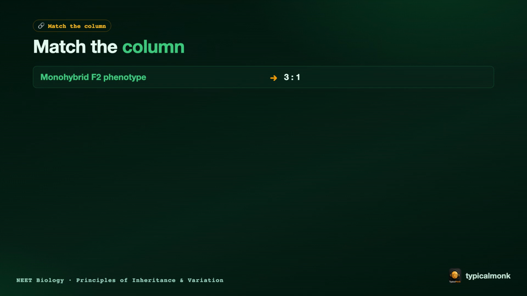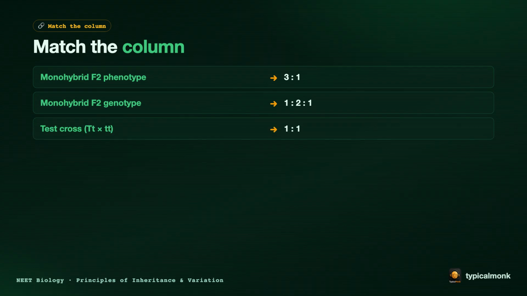Now, the second drill, match the column. Make the correct pairing. Monohybrid F2 phenotype, 3 to 1. Monohybrid F2 genotype, 1 to 2 to 1. Test cross, that is Tt with tt, 1 to 1. And the law with no exception, segregation.